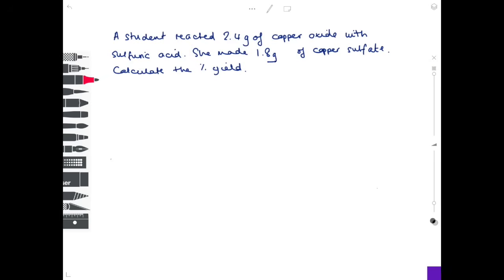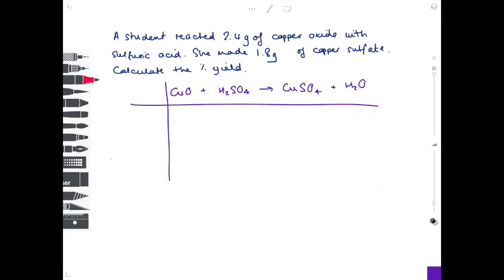So a student reacted 2.4 grams of copper oxide with sulfuric acid. She made 1.8 grams of copper sulfate. Calculate the percentage yield. So as always, we need to start with a balanced symbol equation. So that will be copper oxide plus sulfuric acid, which is H2SO4, forms copper sulfate, CuSO4, plus water. And then step back and double check that it is balanced, and it is. And we're going to use my favourite table as well, obviously, because I never do a moles calculation without it.